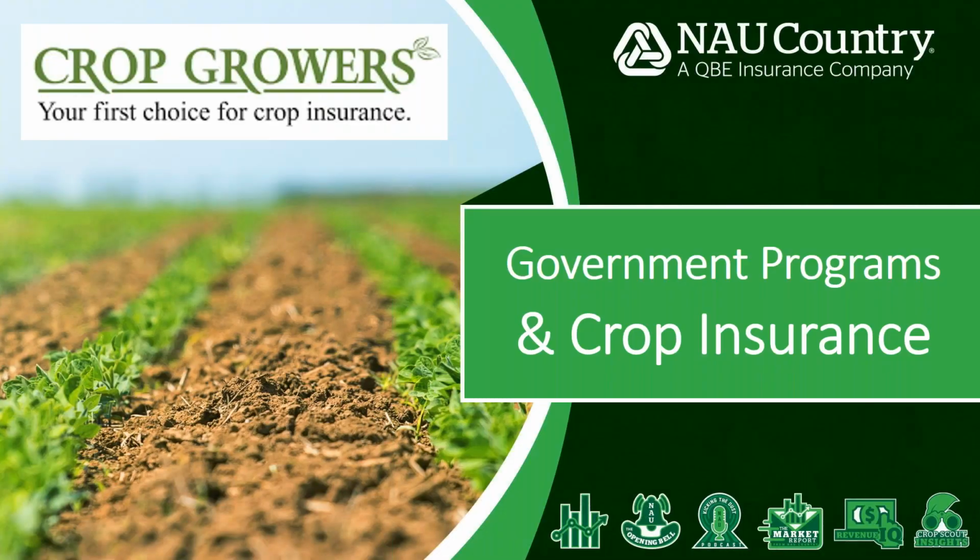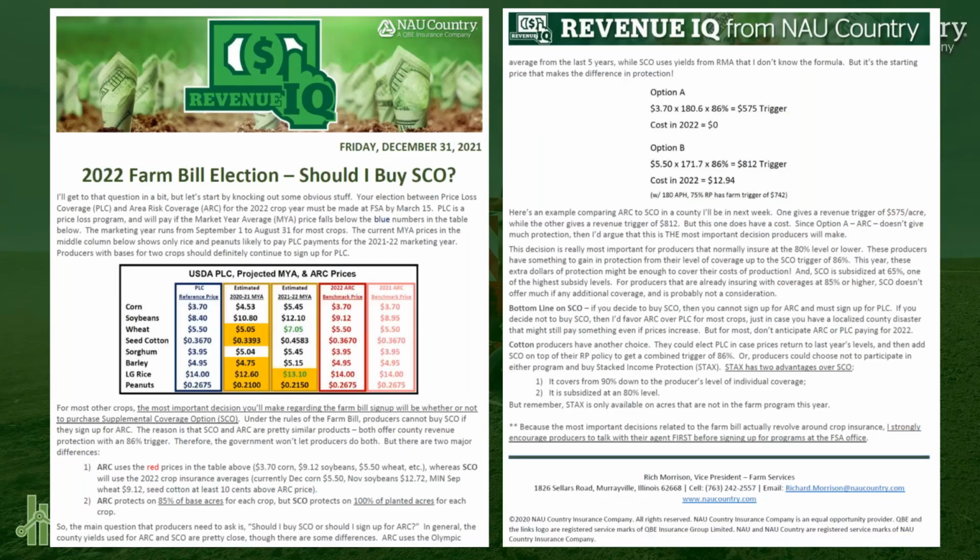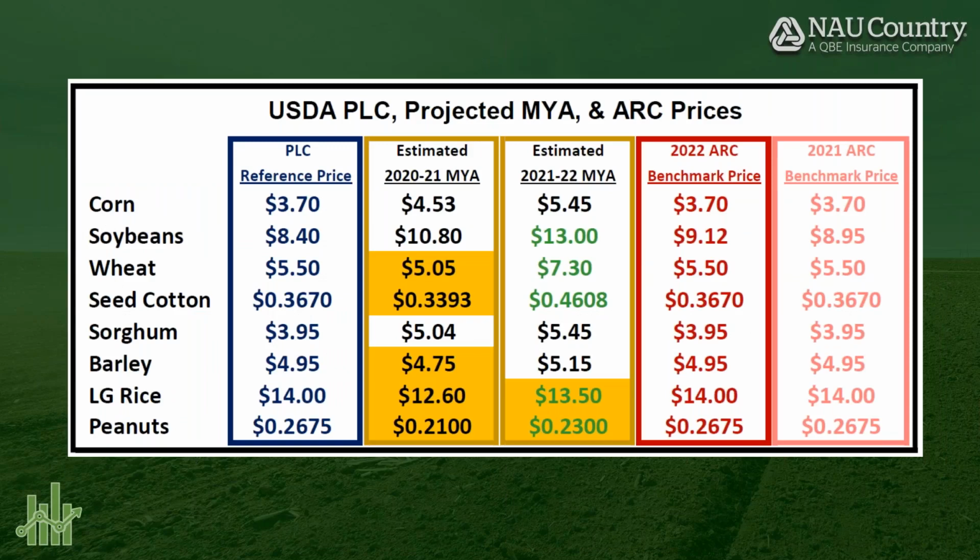The last topic I want to hit on is government programs and crop insurance. And the reason is that these things do overlap this year. And I mentioned before, it's because SCO and ARC essentially are substitutes for each other. So to me, the most important decision I have to make this year relative to the farm program is whether or not I'm going to buy SCO. I put this letter out about a month and a half ago, just kind of explaining that again.